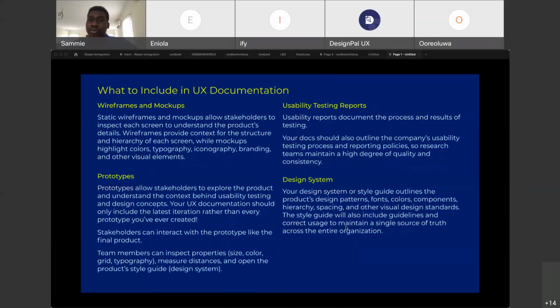Now, wireframes and mock-ups. Static wireframes and mock-ups allow stakeholders to inspect each screen to understand the product details. Wireframes provide context for a structure and hierarchy of each screen, while mock-ups highlight colors, typography, iconography, branding, and other visual elements. While this is said, I know most of you might have difficulty presenting this sort of visuals for your stakeholders because a lot of Nigerian stakeholders love to see the full design first.